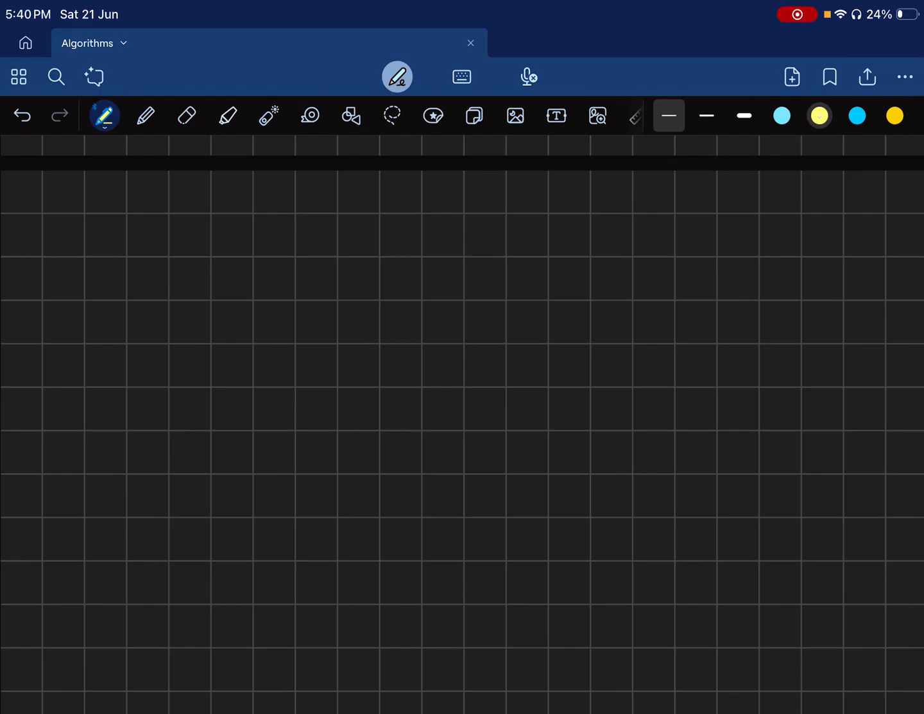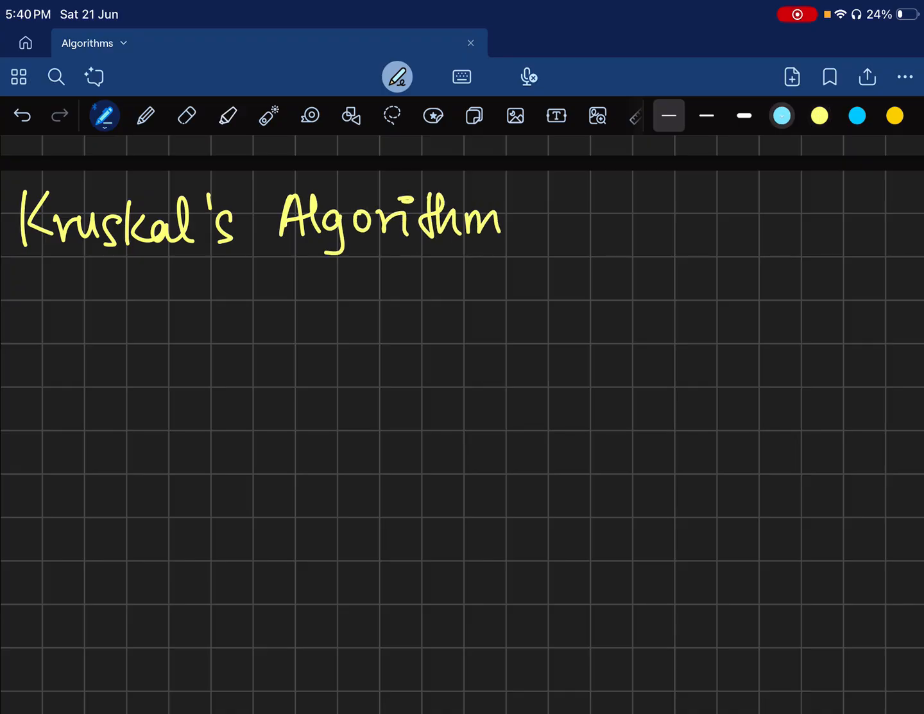Hi everyone. So now in this video we are going to be covering Kruskal's algorithm. In the previous video we had covered Prim's algorithm, which is a greedy algorithm used to solve minimum spanning trees. And now Kruskal is another greedy algorithm that has the same function, which is to form the minimum spanning tree.